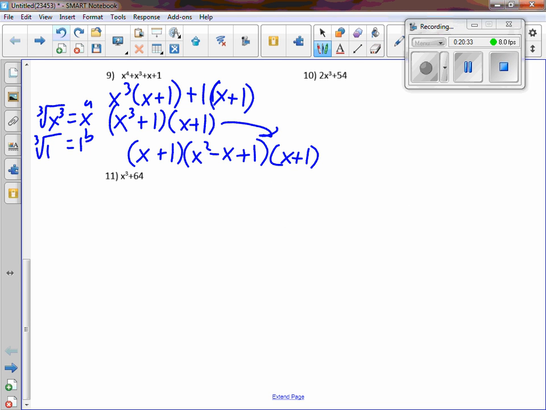There's nothing wrong with writing it like this. However, on a multiple choice test, this is how you may see it. Notice there are two x plus 1s when we're multiplying. You may see it as x plus 1 squared because of those two.